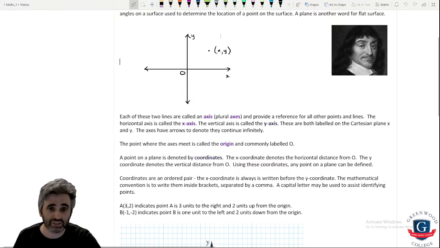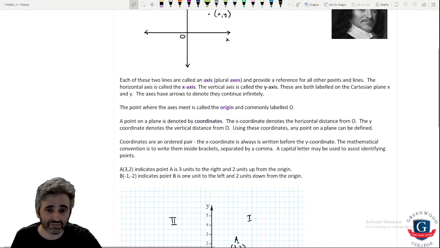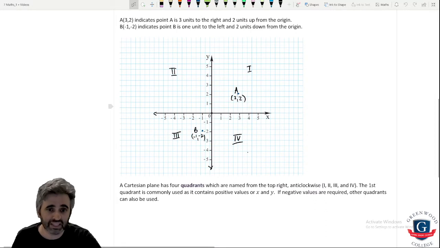A coordinate is an ordered pair because the x part, the horizontal part, always comes first, and the y part, the vertical part, always comes second. So let's have a look at a case of that. Here we have a point A. It's sitting on our plane. Here's our flat surface. From the origin, the positive values go this way, and the positive values go that way on the vertical axis. The negative values go this way on the horizontal axis and this way on the vertical axis.